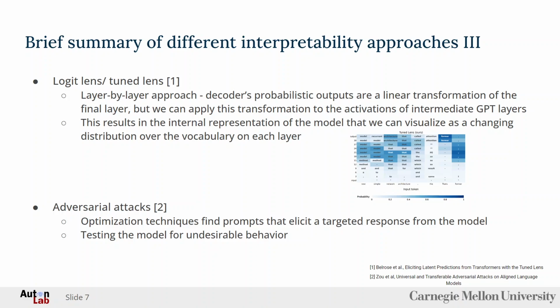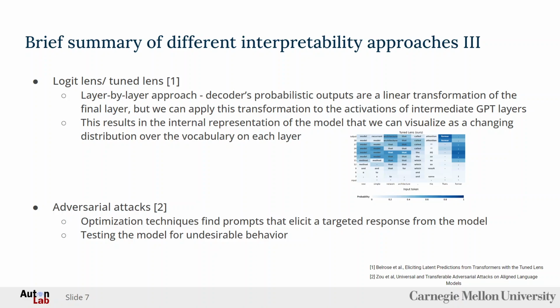Two ways of interpretability which I want to highlight are logit lens and adversarial attacks. The first one is basically a layer-by-layer approach where we take a decoder's probabilistic outputs that are linear transformations of the final layer and apply this intuition to transforming all of the intermediate layers of activations. And this results in the internal representation of the model that we can visualize as a changing distribution over the vocabulary on each layer, which is particularly important for debugging if we want to see if the model converges very quickly in its layer depth to a final output distribution.